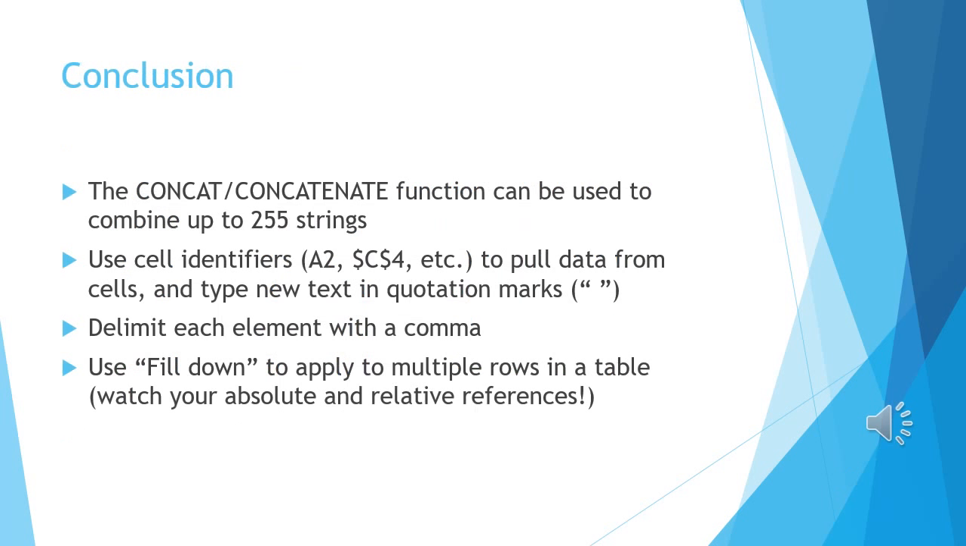This concludes my tutorial on using the concatenation function in Microsoft Excel. In summary, you can use concat to combine up to 255 strings. Type the cell identifier to pull existing data from a cell, and use quotation marks to manually add text to the function, whether to add information or just make it clearer with spaces or punctuation. Each element is delimited with a comma. Finally, you can use fill down to easily apply your formula to each line in a table. Just make sure to watch your relative and absolute references as you would with any Excel formula.